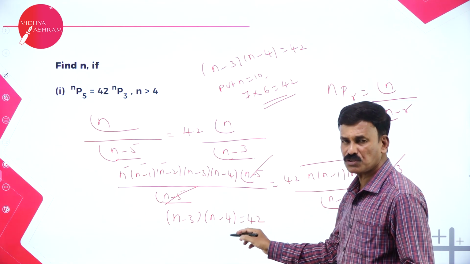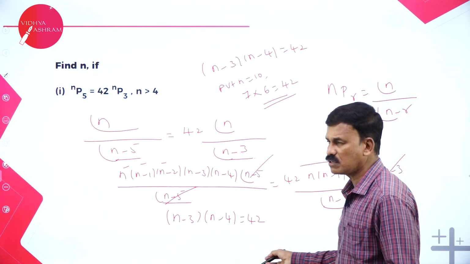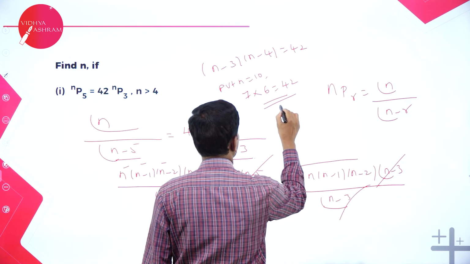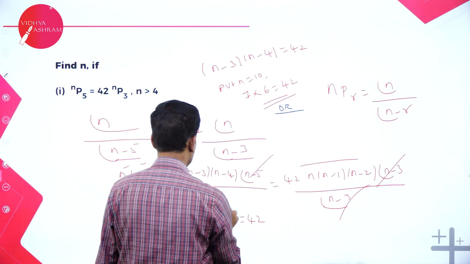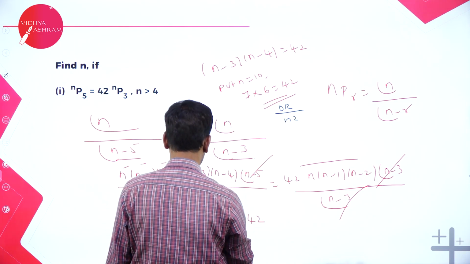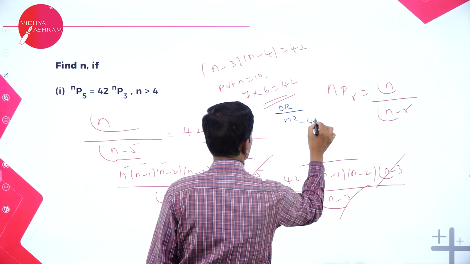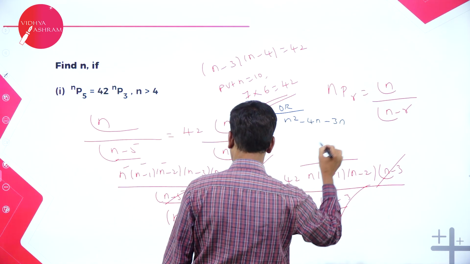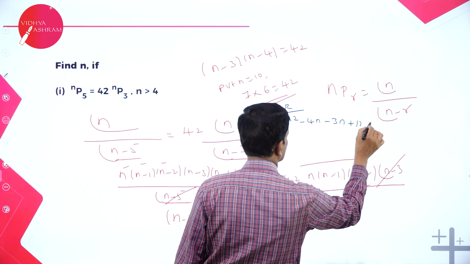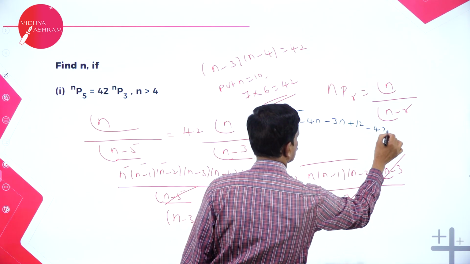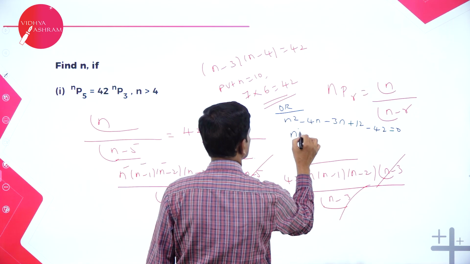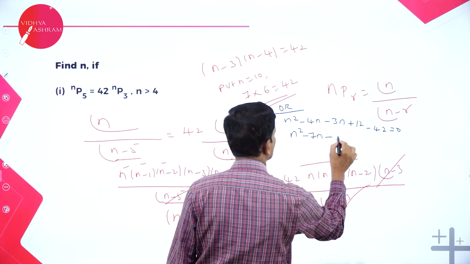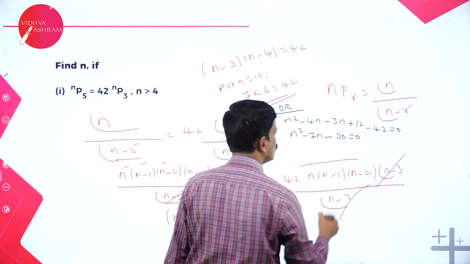If you multiply these two, you will get a quadratic equation and solve it. Another way to simplify this is: n into n is n square, n into minus 4 is minus 4n, again minus 3 into n is minus 3n, minus into minus plus 4 threes are 12, minus 42 is equal to 0. So n square minus 7n minus 42 plus 12 is minus 30 is equal to 0.